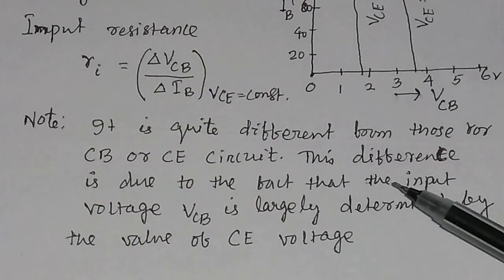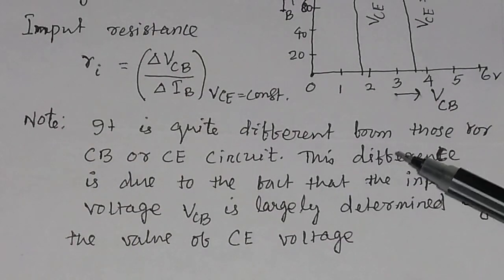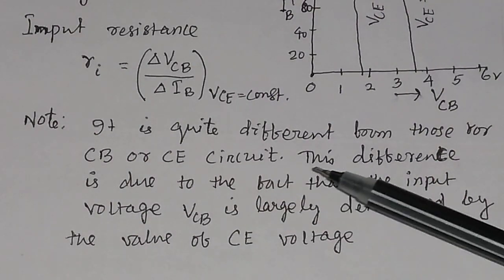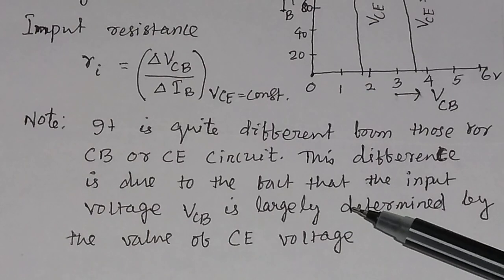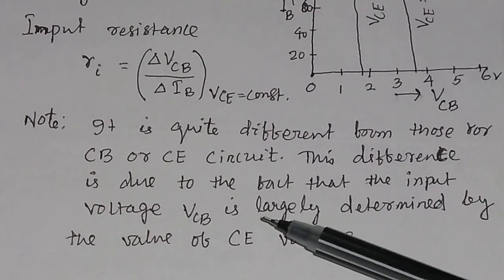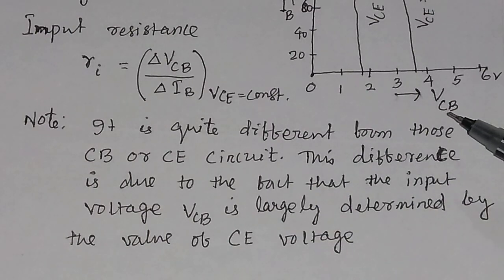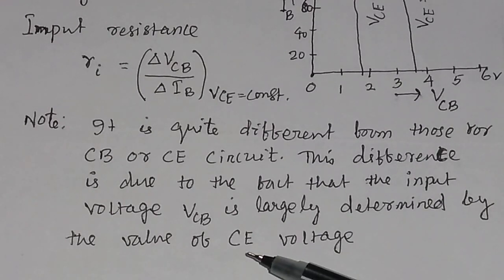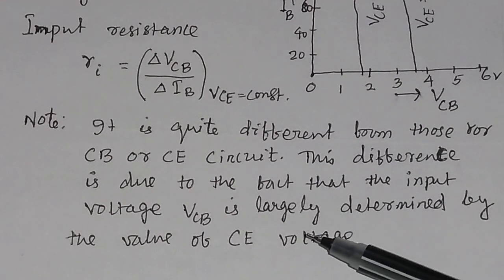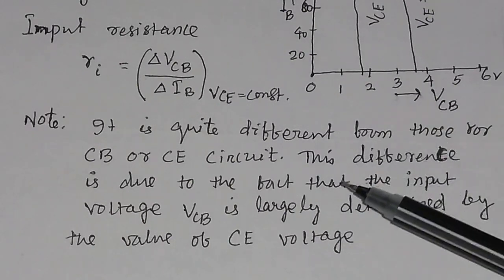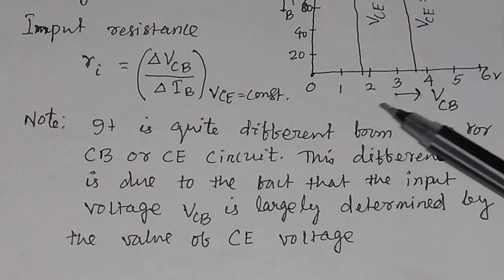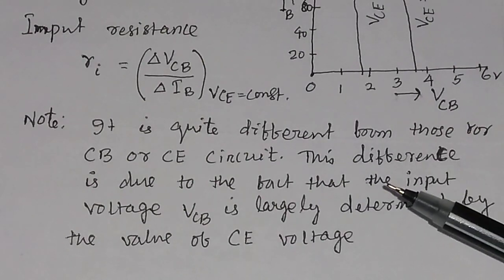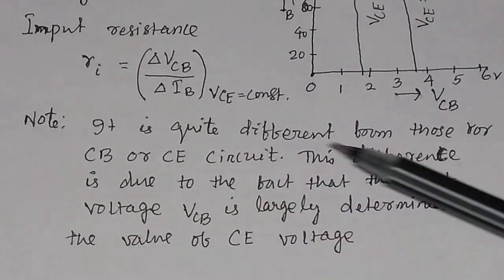And remember that it is different from the common base or common emitter circuit, and this difference is due to the fact that the input voltage here is the collector base voltage, which is largely determined by the value of the collector emitter voltage. That is why the characteristics curve for common collector configuration is quite different from common base and common emitter circuits.